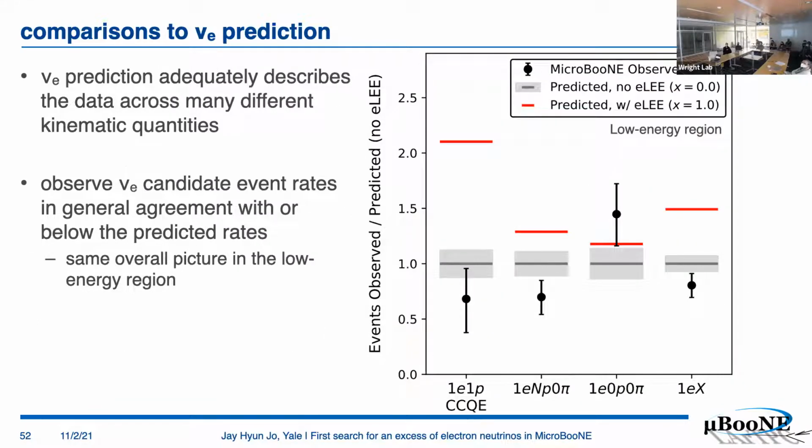And this is when you compare the different topology results to one another. So this is the data we observed with the uncertainty. This gray band is assuming there's no LE, and this red line is assuming the LE is there. And you can compare our data to see which model it prefers. You can see that except for the 1E0P case, it all prefers the no-LE hypothesis.